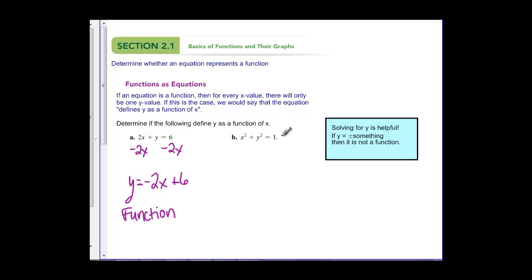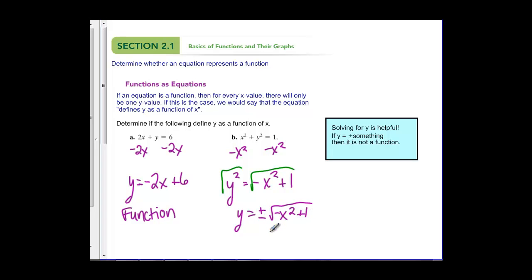All right, let's solve for y in part b. To solve for y, we're going to move x squared over. So we've got y squared equals negative x squared plus 1. Okay, I'm almost there. How do I get rid of this squared? Yeah, we're going to take the square root of both sides. So now we take the square root of both sides and we get y equals, and then tell me what I'm intentionally not writing there that I need to write. Plus or minus.